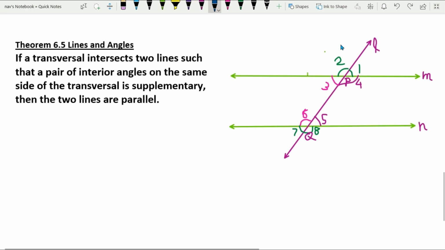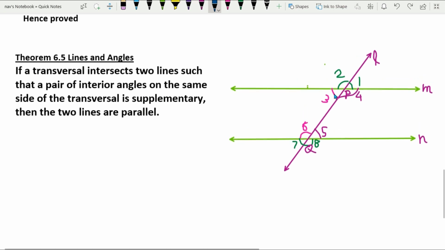Let us understand this theorem by looking at this diagram. Here, line L is the transversal. It intersects line M at point P and also intersects line N at point Q. We are concerned only with the interior angles formed here.